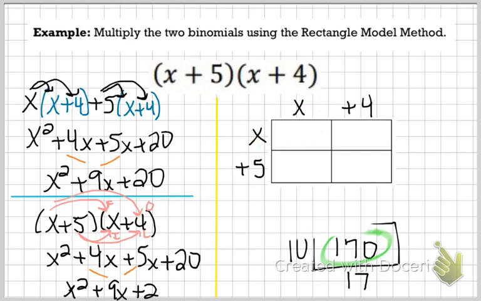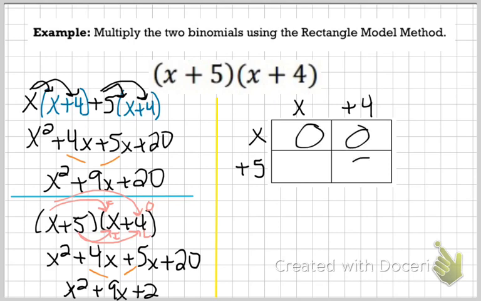We're going to multiply in parts to fill in the area of each of these rectangles. So we begin with the first one. We're going to do 4x times x, and that area goes here.